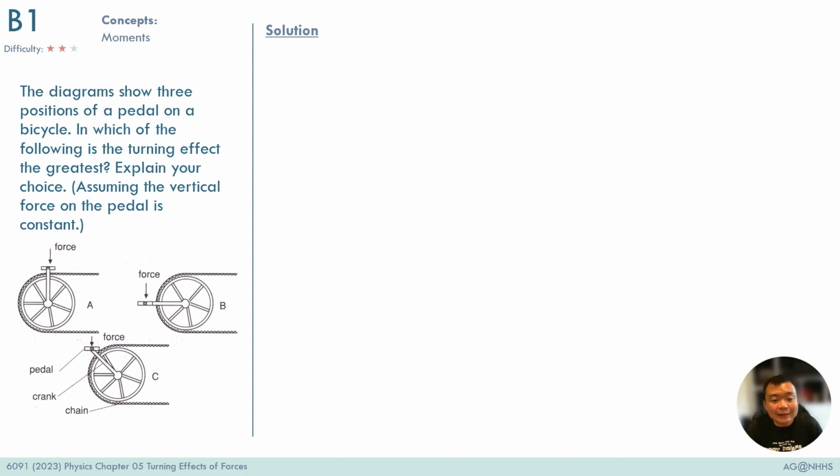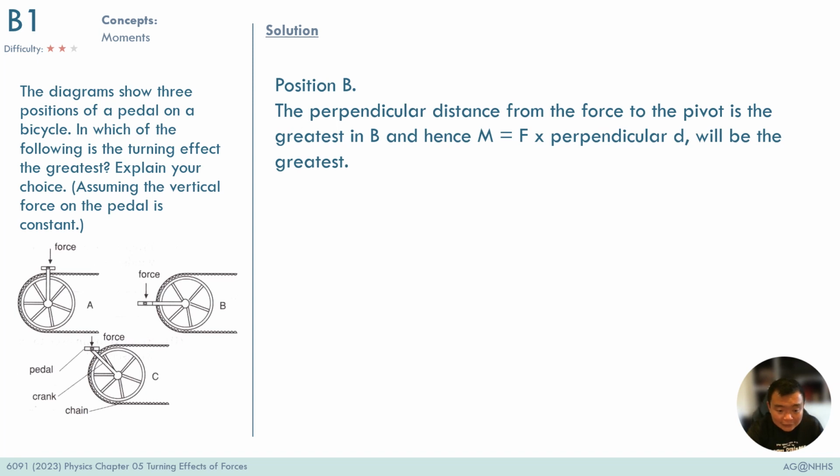In this case, the pedaling force is mentioned to be the same in these three scenarios. So we are looking at perpendicular distance. The scenario with the greatest perpendicular distance will get you your maximum turning effect or maximum moments. So that is the strategy that we will be using. Now, the answer to this question is B, because in position B, the perpendicular distance is the maximum.